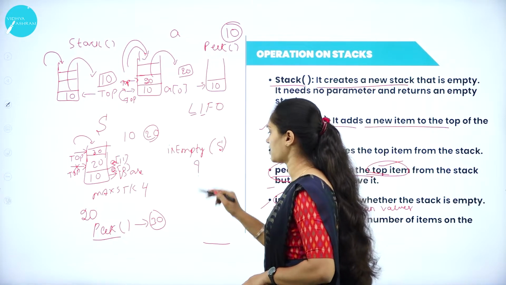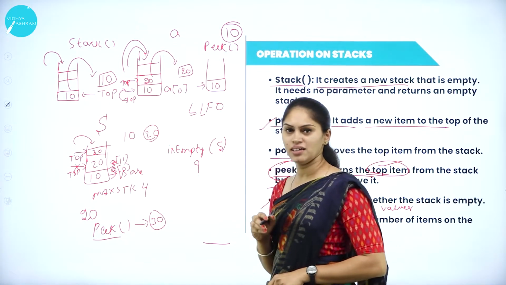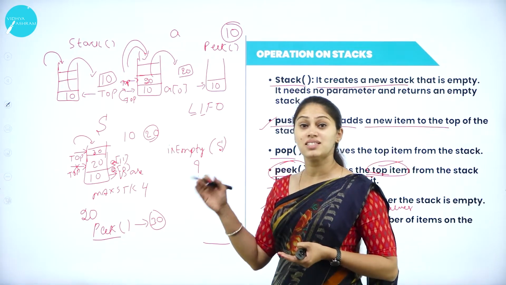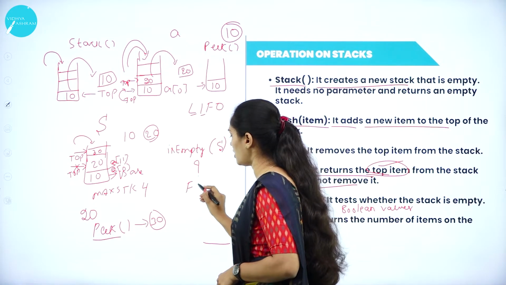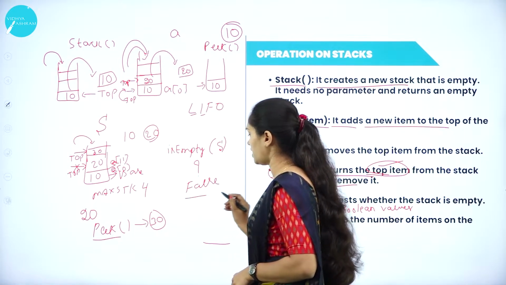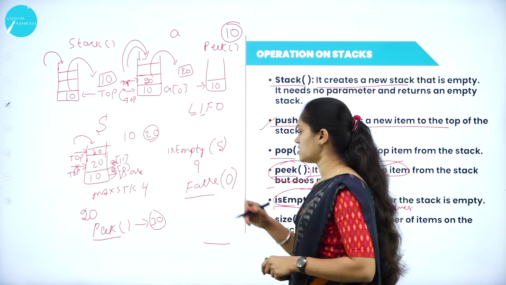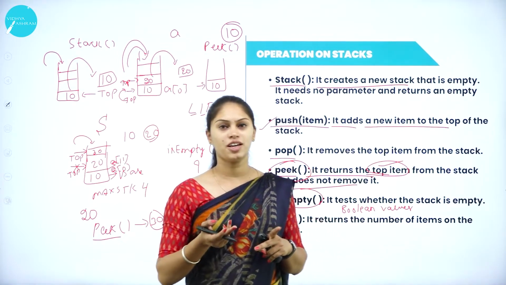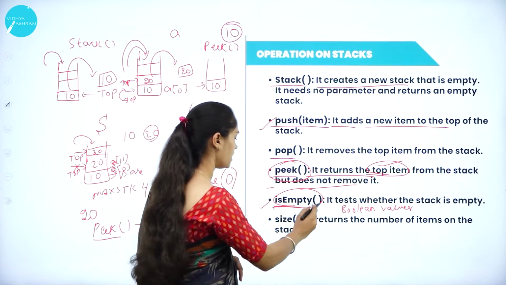I'm just checking, is this stack empty? Are there any elements in the stack or not? We have some elements in the stack, so the stack is not empty. If it is not empty, then it will return a Boolean value, false. If it is false, then it will be 0. So there will be only 2 possibilities, either 1 or 0. If it is 1, that is true. If it is 0, that is false. That is regarding isEmpty.